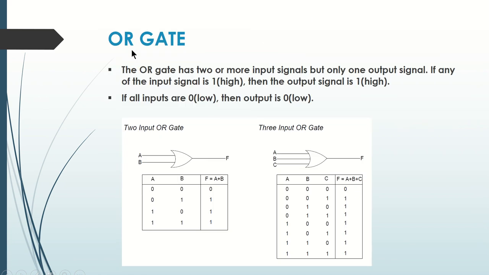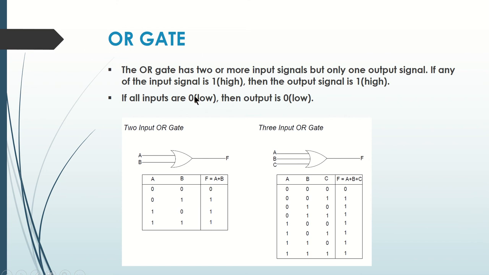As we have already discussed, the OR gate will take 2 or more inputs and it will produce only one output. The OR gate has 2 or more input signals but only one output signal. If any of the input signals is 1, then the output signal is high. If any one of the conditions is satisfied, then the output is high. If all inputs are 0, then the output is 0. That is the functionality of the OR operator.